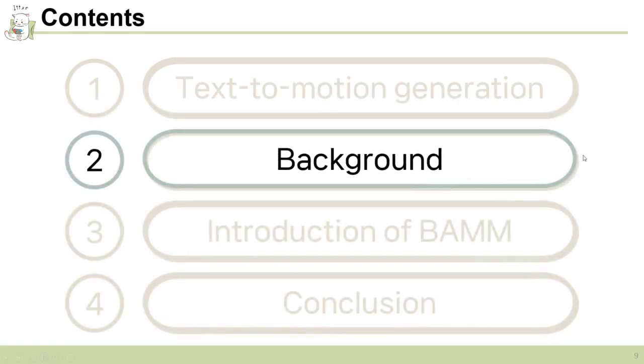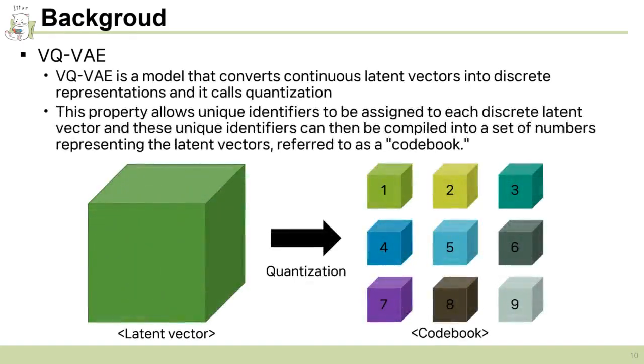Now let's move into the background of this research. To understand BAMM, we first need to examine the foundation it builds upon. One of the core technologies here is VQ-VAE. This method is key in converting continuous data into discrete representations, a process known as quantization. By assigning unique identifiers to the segments of data, VQ-VAE allows us to represent complex motion sequences as numerical tokens, making them easier to process and predict.